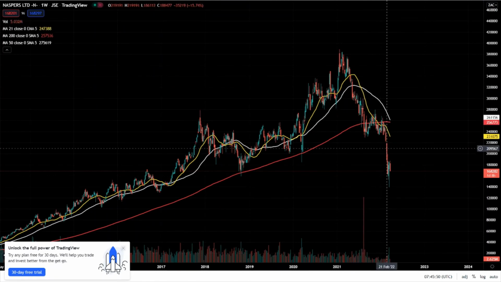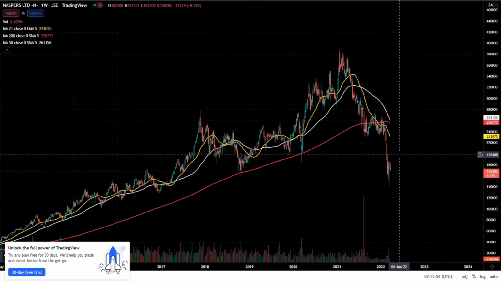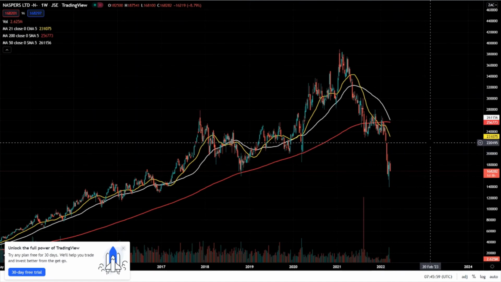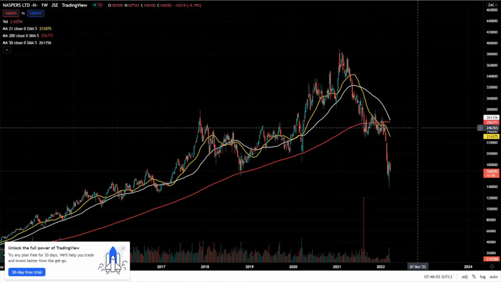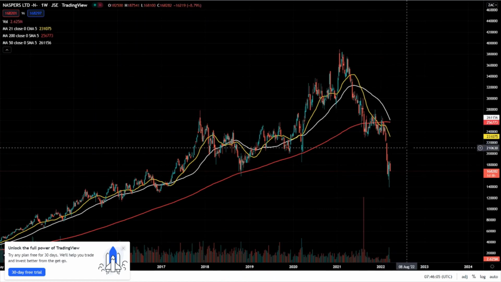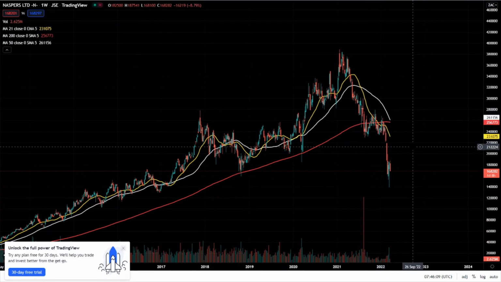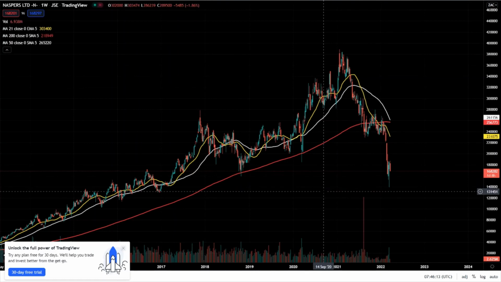So with Naspers at this stage, with these averages crossing below here, what I would typically like to see is that price starts to converge back towards this 200 moving average, and that the 21 moving average starts to move back towards the 50 moving average before I enter. So this remains to be seen, and we have to wait and see what happens.